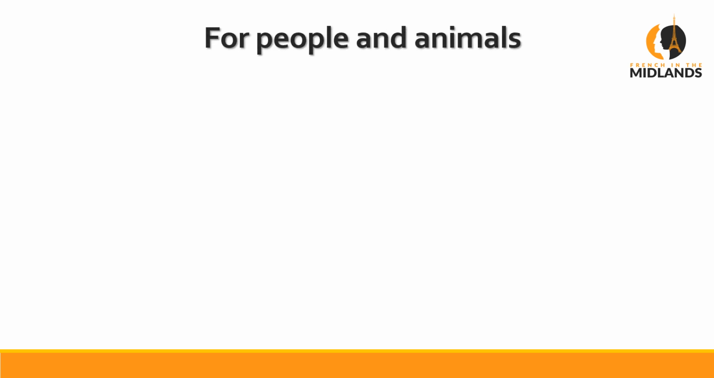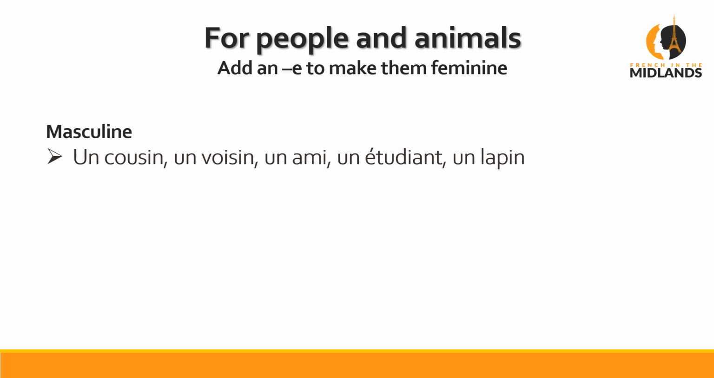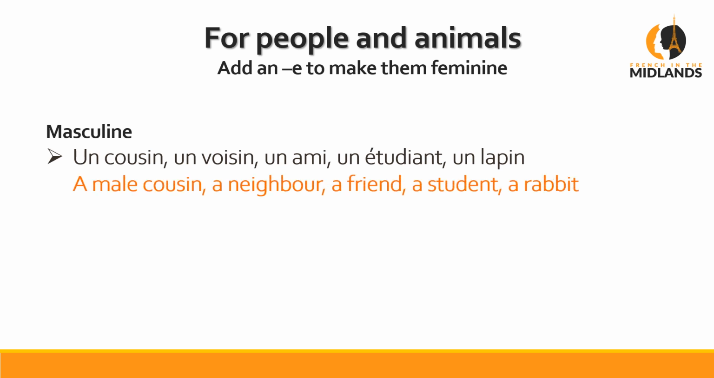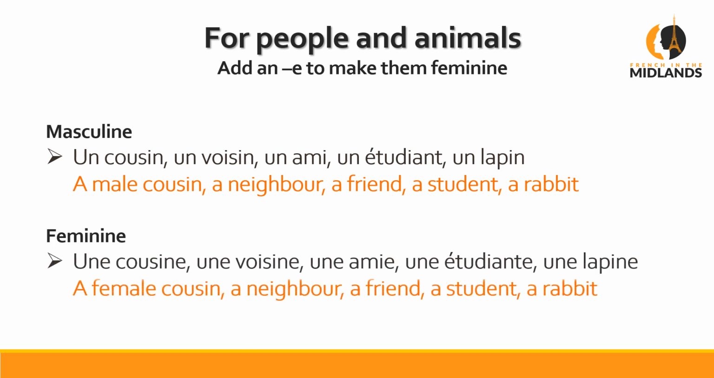Again, for people and animals, a lot of the time you add an E to the masculine ending to make them feminine. For instance, un cousin becomes une cousine. Un voisin becomes une voisine. Un ami, une amie. Un étudiant, une étudiante. Un lapin, une lapine. A cousin, a neighbor, a friend, a student, a rabbit. And this is the feminine. Une cousine, une voisine, une amie, une étudiante, une lapine.